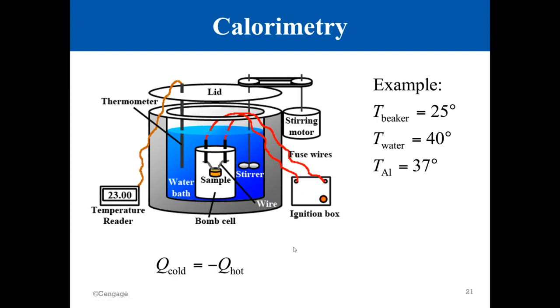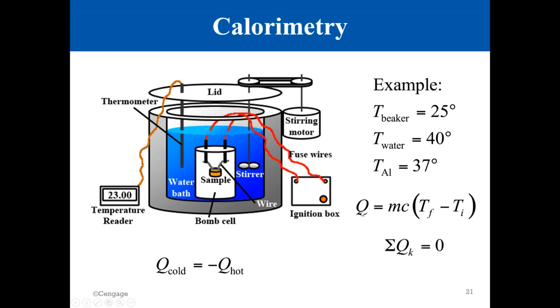For example, if the temperature of the calorimeter here is 25, the temperature of the water 40 degrees, the temperature of aluminum 37, assuming the sample to be aluminum. So the quantity of heat gained or lost by any of these three materials can be calculated using this same equation. Q equals mc delta T, and delta T is the difference between the final temperature and the initial temperature.